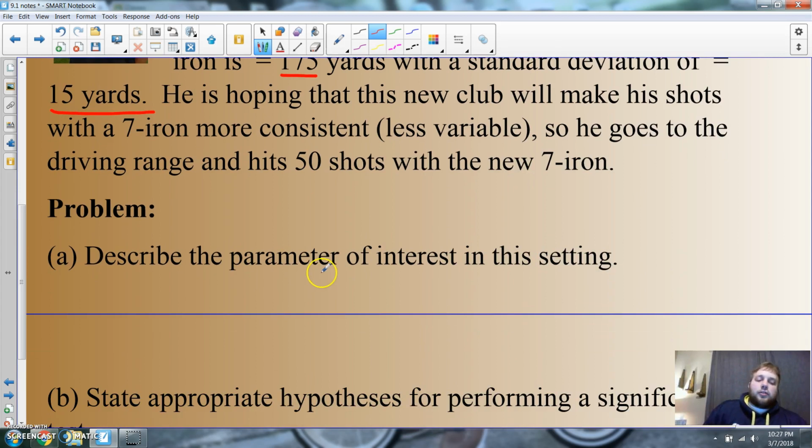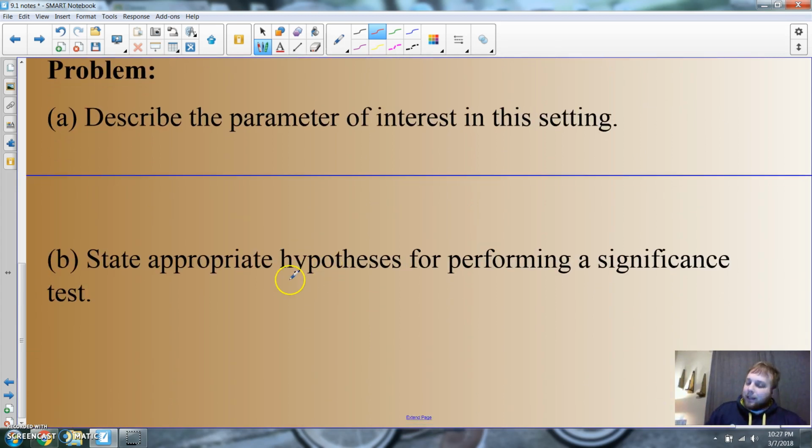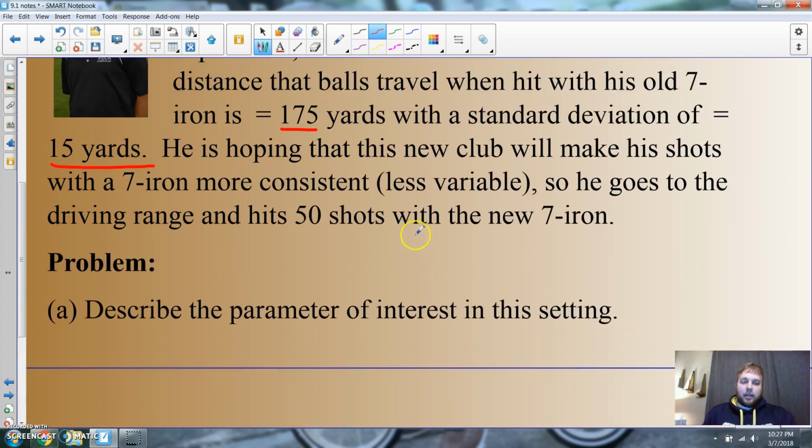Alright, so I like to do the hypothesis test first, it's just me. So let's do the correct hypothesis test. So I'm going to say H0. Now, sometimes this can get confusing on what am I actually doing. Well, first of all, he wants to be more consistent.